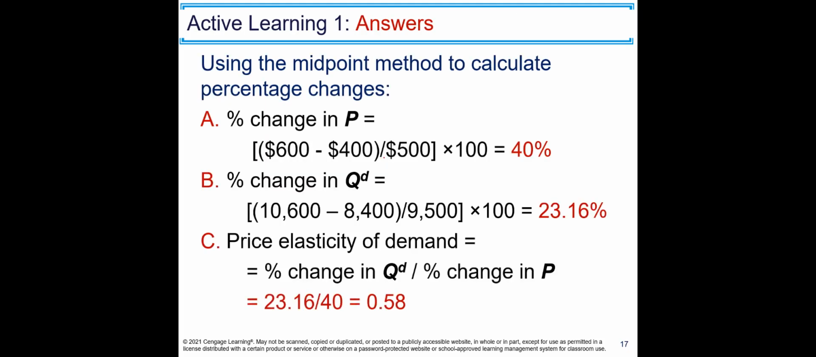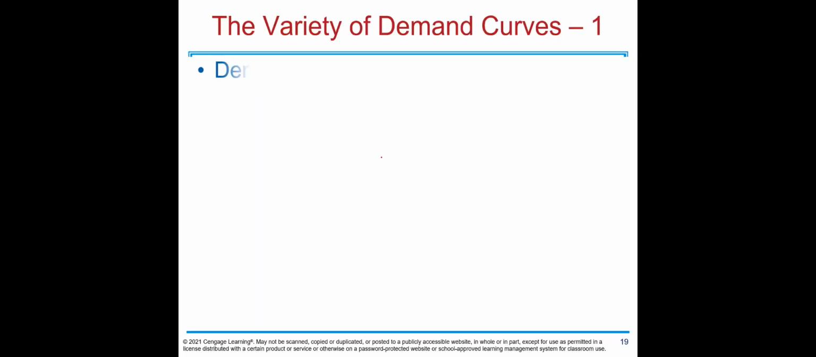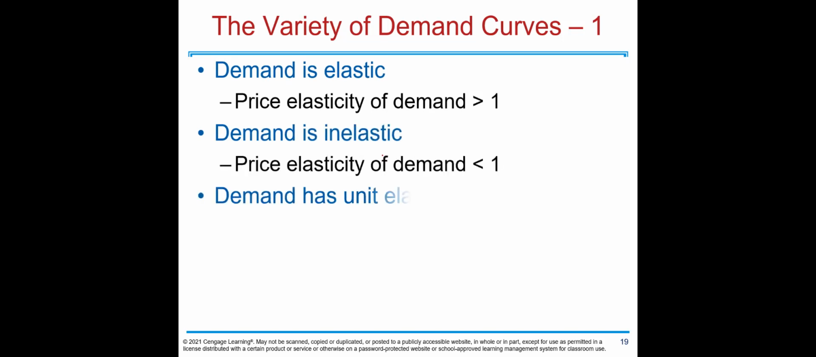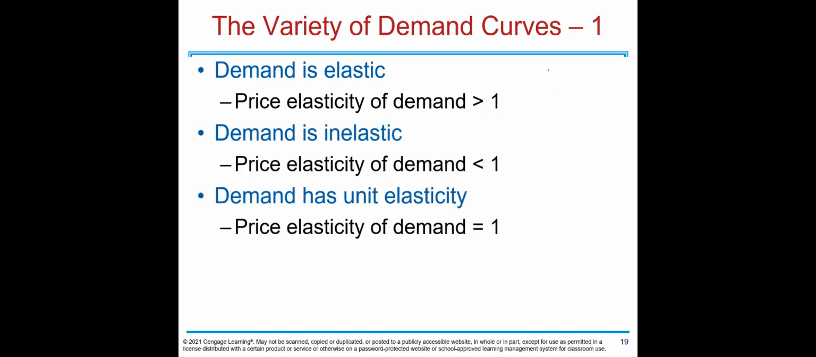You can see the answers here, but I want you to pause this video and try on your own and then check the answers. So we know now how to calculate price elasticity. We find the number 0.8 and we find the number 1.5. So what does that number mean?